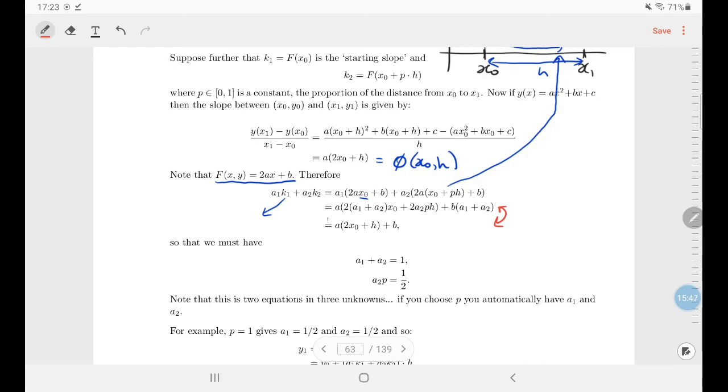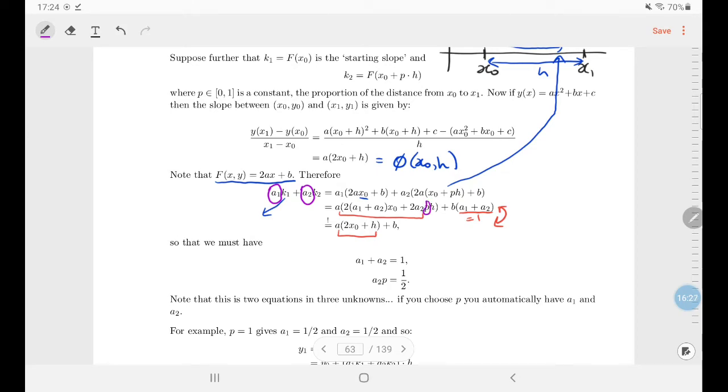And then in the second thing, if you compare the b's, this has to be equal to 1. That's the same equation, we already had that. And then you're trying to compare the multiple of h. So you want ah equal to a times this, and you might see that you need a2 times p to equal a half. But there's actually 3 unknowns, as I said: a1, the first weight, a2, the second weight, and then arguably p.